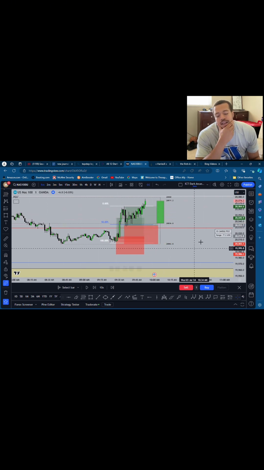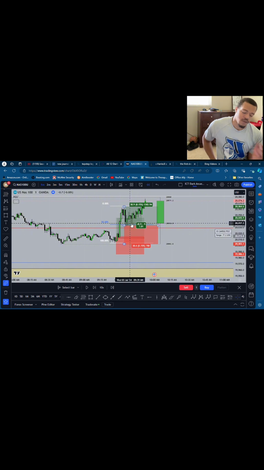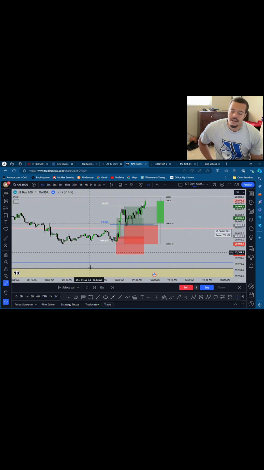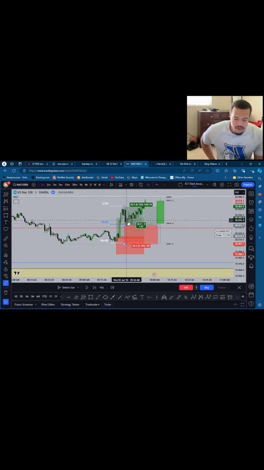You see what I'm saying? That's how I like to trade. I like to see sell side being taken. I need to see displacement, and I'm not taking the trade if it does not come below the 50%. That weeds out trades.